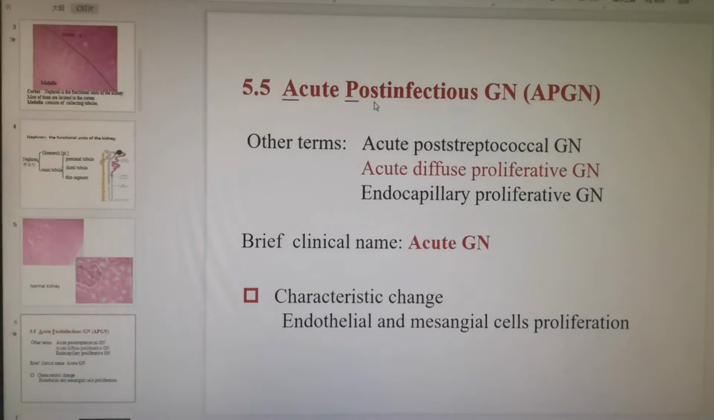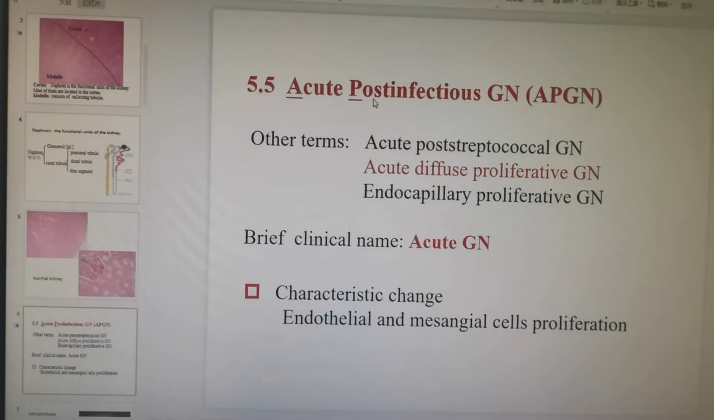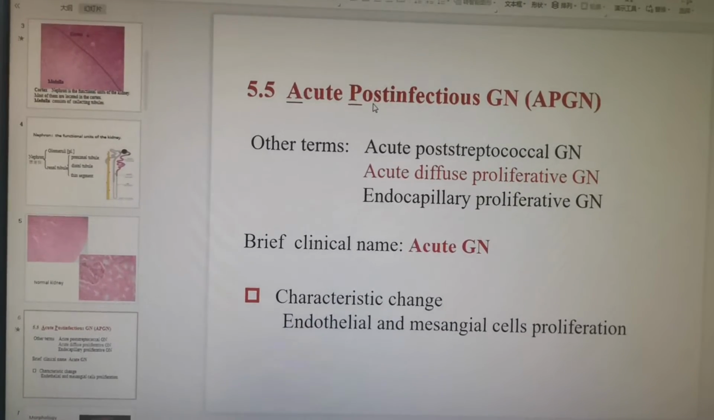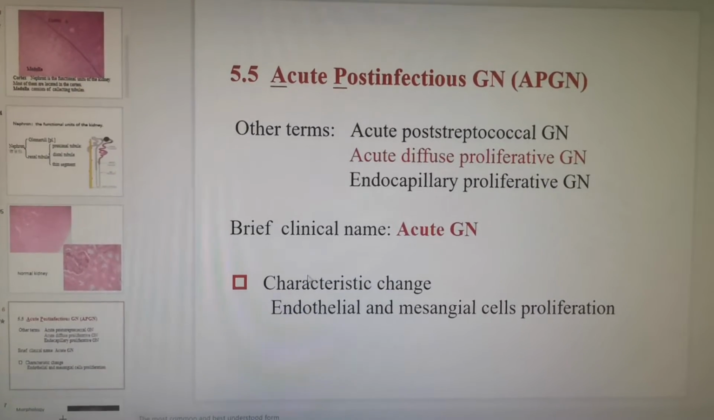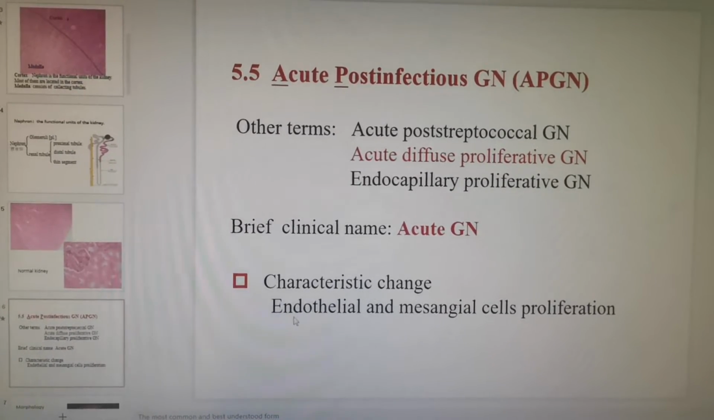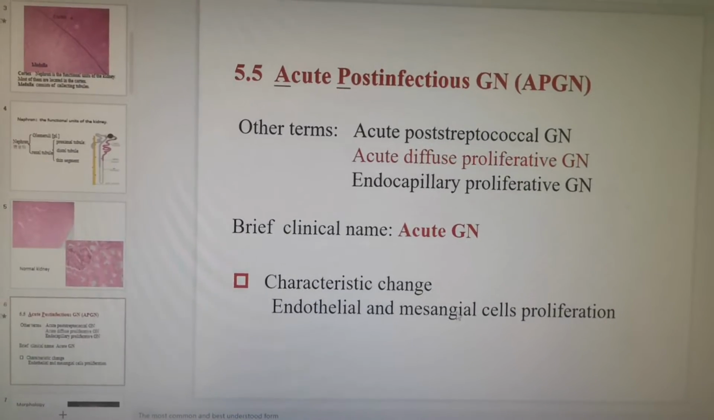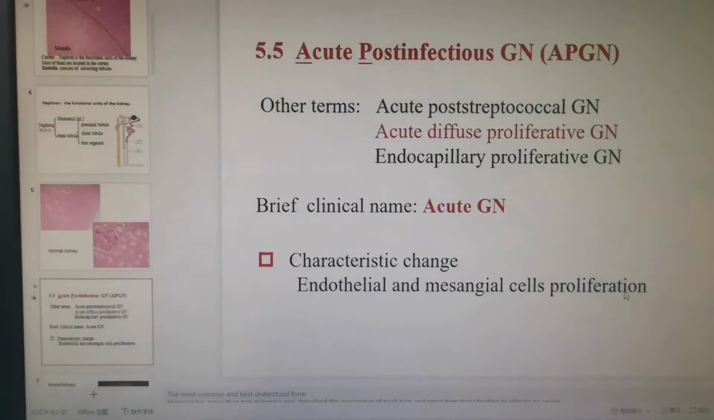It's like atherosclerosis, a chronic disease of the heart. So we want to know the characteristic change of this kind of GN. The feature of acute GN is endothelial and mesangial cell proliferation.